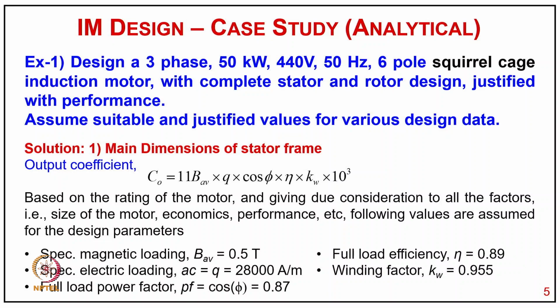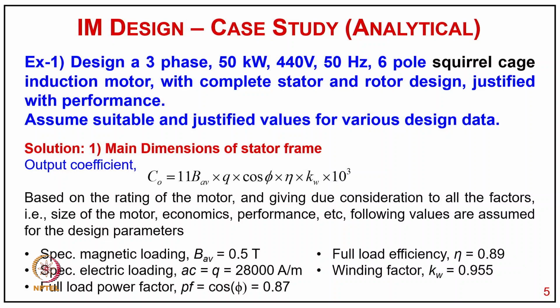Then we have the specific electric loading, normally denoted by q or small ac, which lies in a typical range from 15,000 to 40,000. Here we take a medium value of 28,000 ampere per meter. The full load power factor, which is the specification of the motor, we take as 0.87. Then the full load efficiency also varies within a certain range, but for this motor of 50 kilowatt we take as a starting point 0.89 or 89% efficiency.